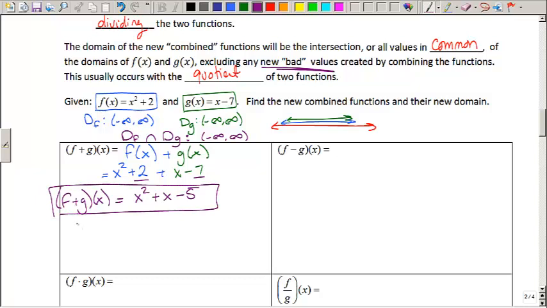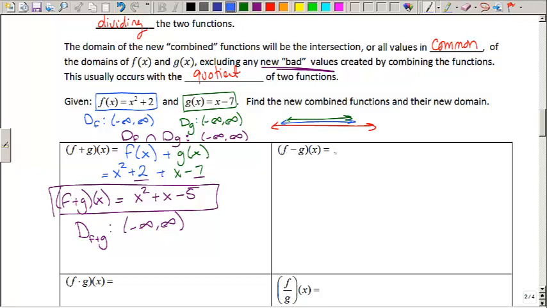Now for the domain of f plus g, I start off with the intersection of the domains of f and g, which is all real numbers. There are no excluded values for my original blue function. There are no excluded values for my original green function. So I start with all real numbers. Are there any new excluded values? There are no rational functions, nor are there any even root functions in my new combined function, so my domain is still all real numbers.